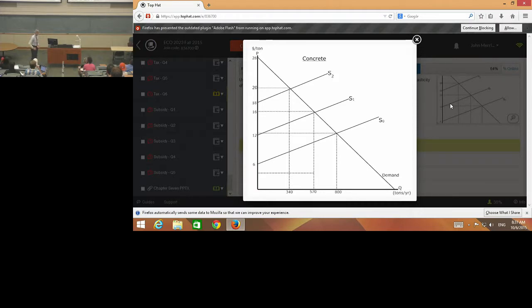How does it jump to S1? The $6 tax takes you from S0 to S1. It goes up by $6. So there's the 12, and so you look at S1 for... So you see the S0 starts at 6. With the imposition of the tax, any given quantity will cost $6 more than it did before. So the S1 starts at 12 and it's parallel, so that any given quantity, the S1 is $6 above S0.